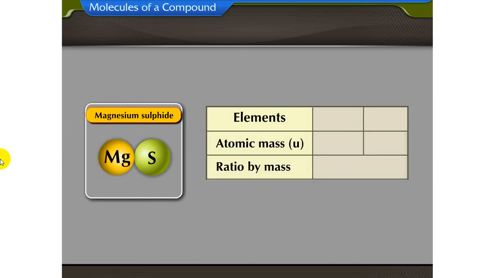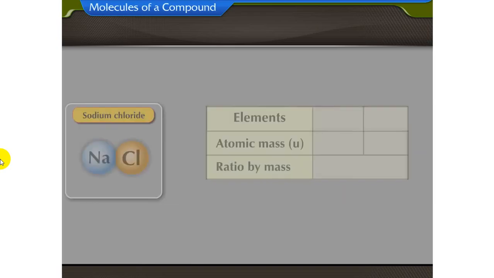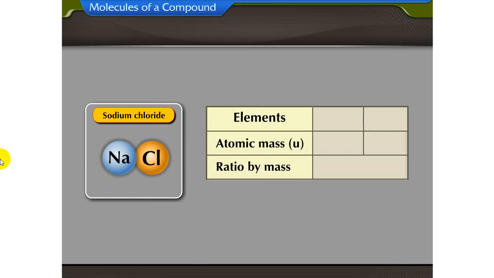In the compound magnesium sulfide, the combining ions are magnesium and sulfur. The atomic mass of magnesium is 24 and that of sulfur is 32. Thus, the ratio by mass of the combining ions is 3:4. In the compound sodium chloride, the combining ions are sodium and chlorine. The atomic mass of sodium is 23 and that of chlorine is 35.5. Thus, the ratio by mass of the combining ions is 23:35.5.